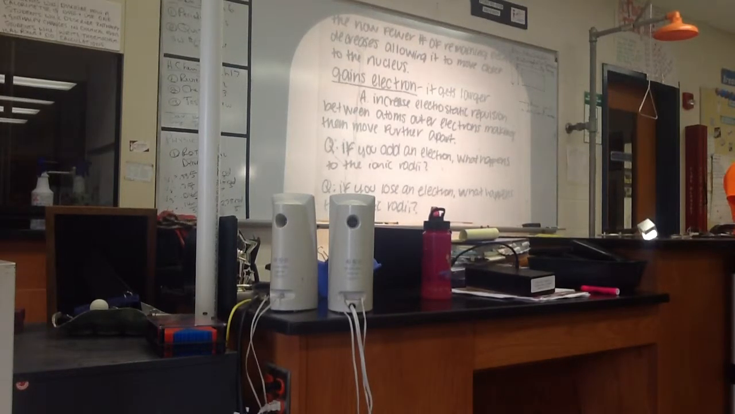Question number 2: if you lose an electron, what happens to the ionic radius? It gets smaller because they come together. As long as you know the words electrostatic repulsion, I'll be happy. There's less of them, and they say, oh okay, we can get closer now. So that's about our spiel.